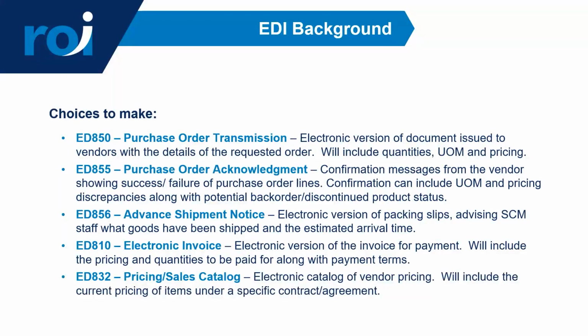You also have the EDI 832. This is a pricing or a sales catalog. This allows you to electronically get from your vendor the vendor pricing. Instead of having to manually upload or create files, you can actually get their pricing from a vendor through an EDI 832. This allows you to quickly change your pricing, quickly increase contracts, all of those things electronically.